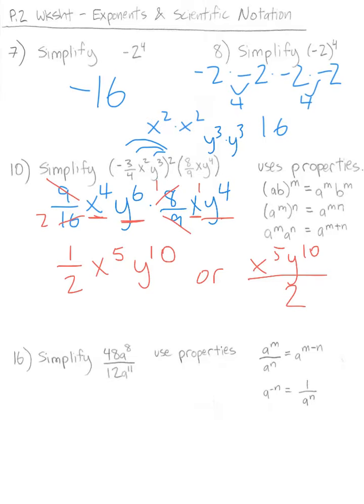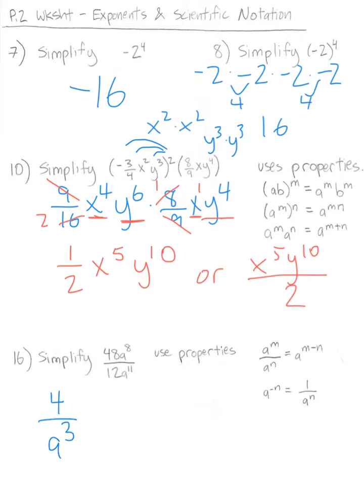In the last example on this first page, and also seeing which properties we're going to be using, we're going to go ahead and divide. So when we divide the numbers, 48 divided by 12 is 4. Okay? Then I think to myself, if I have 8 A's on top and I have 11 A's on the bottom, the 8 A's on top are going to cancel with 8 A's on the bottom because A divided by A is 1. That's going to leave me with 3 A's on the bottom.